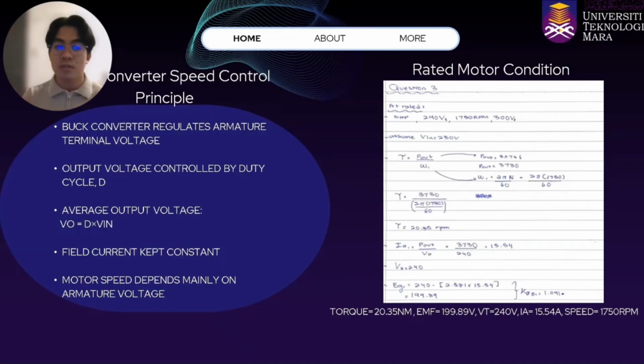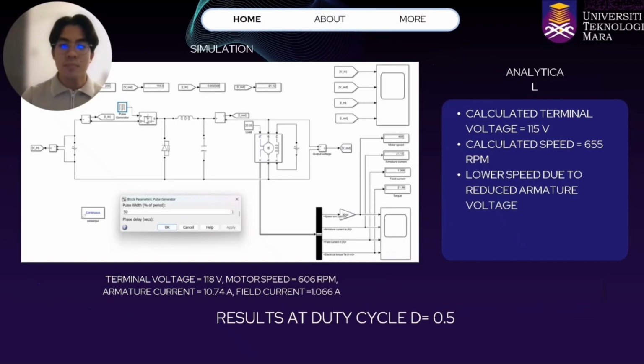motor condition first. Okay, the torque we got 20.35 Newton meter, EMF is 199.89 volt, and for the Vt we got 240 volt, and the armature current is 15.54 ampere, and the last one is speed 1750 RPM. The first simulation and analytical calculation that we did is for the duty cycle D equals 0.5.